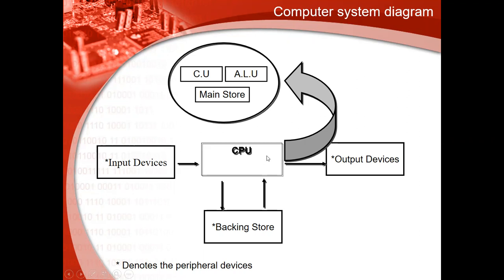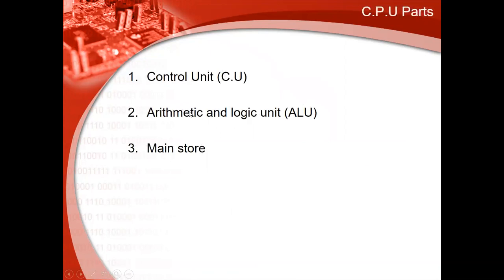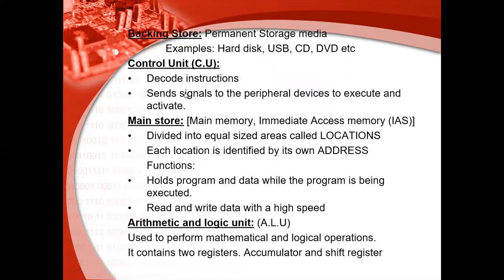permanently. Whatever command you send to the CPU goes through the following parts written there: control unit, ALU, and main store. These are the three main parts of the CPU. Backing store is responsible for permanently storing data or the instructions or commands, including hard disk, USB, or other portable, permanent devices.